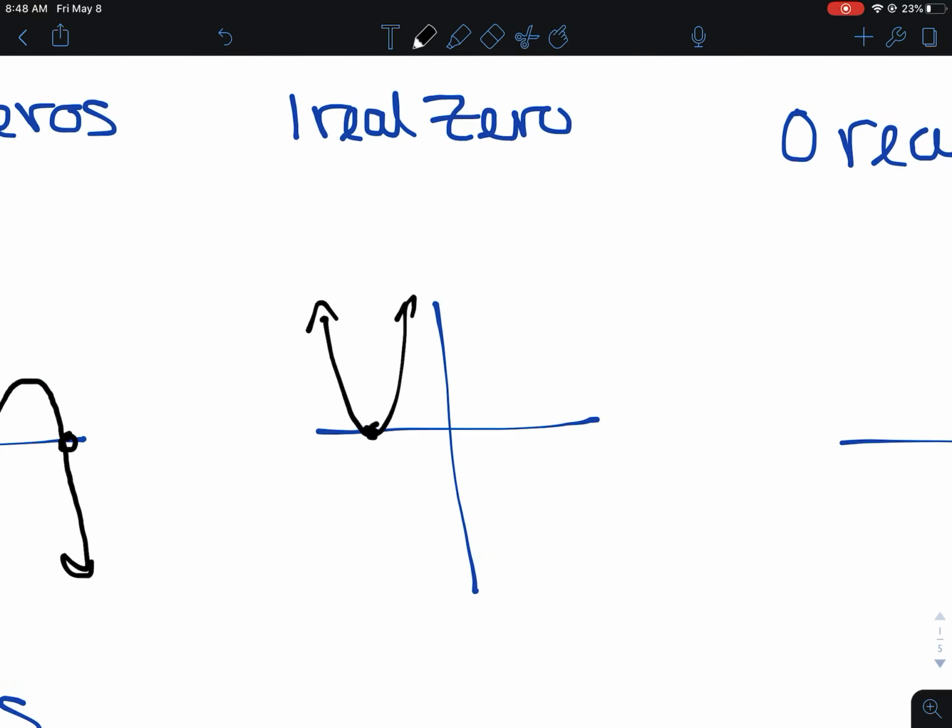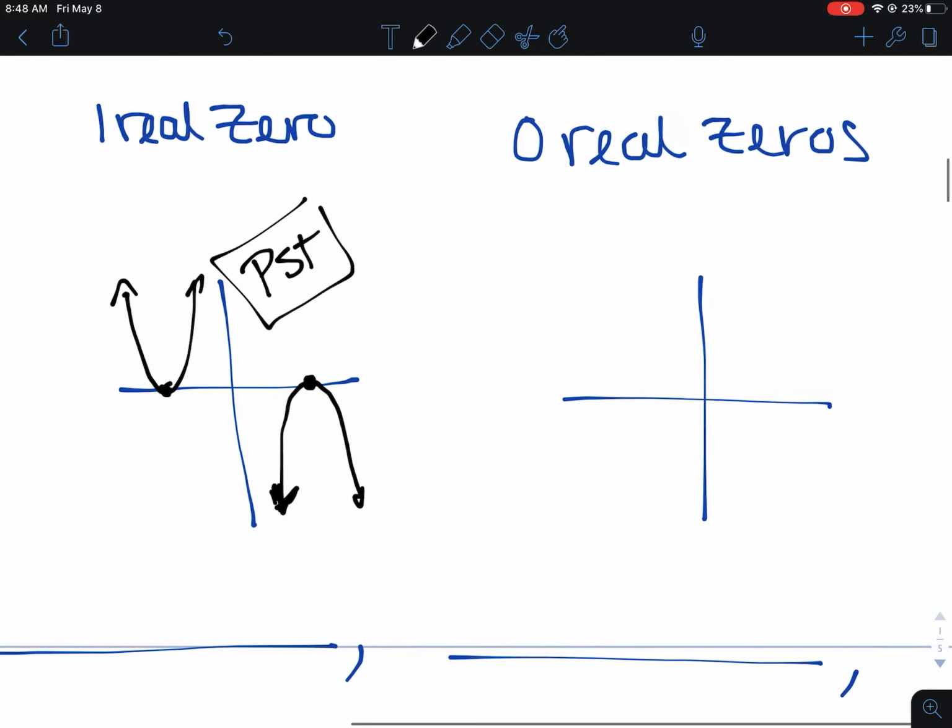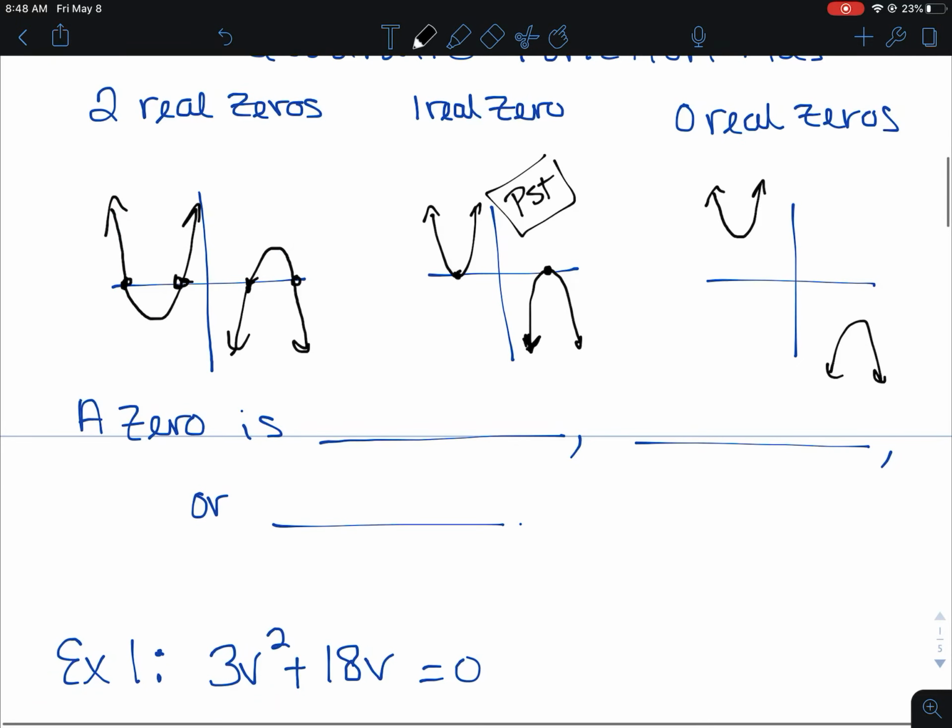It could have one real zero, so where it hits in just one spot and bounces back up, or where it hits in just one spot and bounces back down. That means it's going to have the same number twice. So these are your perfect square trinomial type equations. Or it can have zero real zeros, and these are actually imaginary numbers, which we're not going to get to this year, but if you take some higher math classes, you'll take a look, and that's where it just doesn't cross the x-axis, okay? So those are what our three types of graphs can look like.